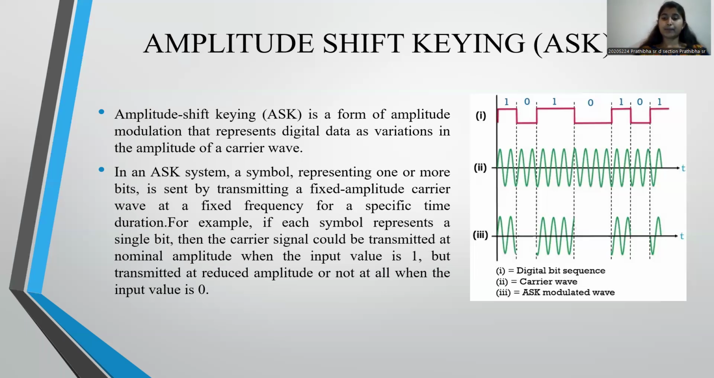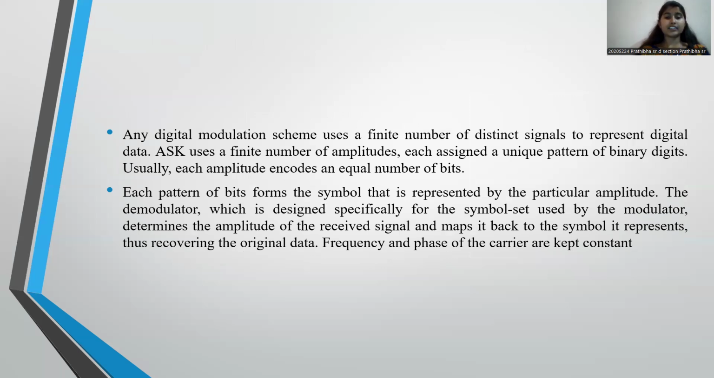The amplitude shift keying diagram is given here. The first waveform represents the digital bit sequence of ones and zeros, the second waveform represents the carrier wave, and the third one is the ASK modulated wave. It is a digital modulation scheme which uses a finite number of distinct signals to represent digital data. ASK uses a finite number of amplitudes, each assigned a unique pattern of binary digits. Usually, each amplitude encodes an equal number of bits. Each pattern of bits forms the symbol that is represented by the particular amplitude.